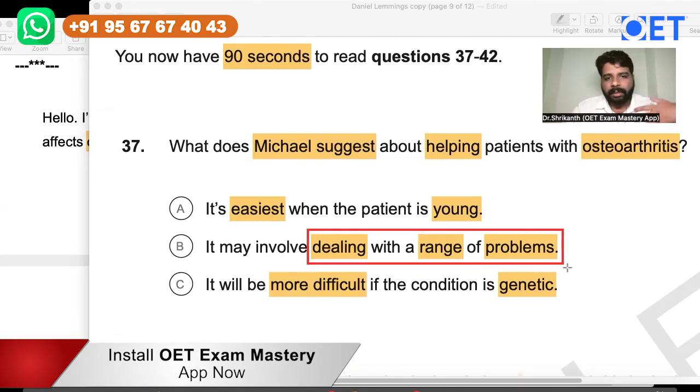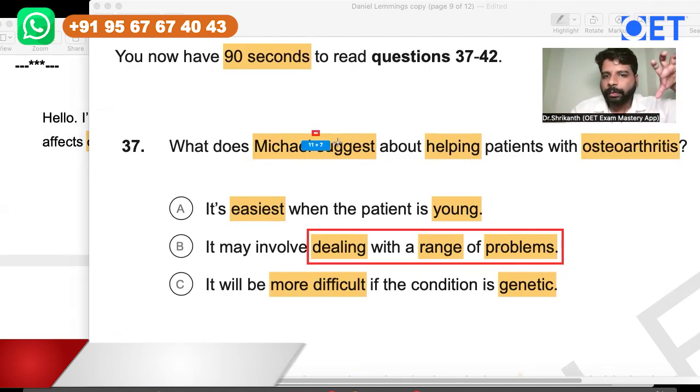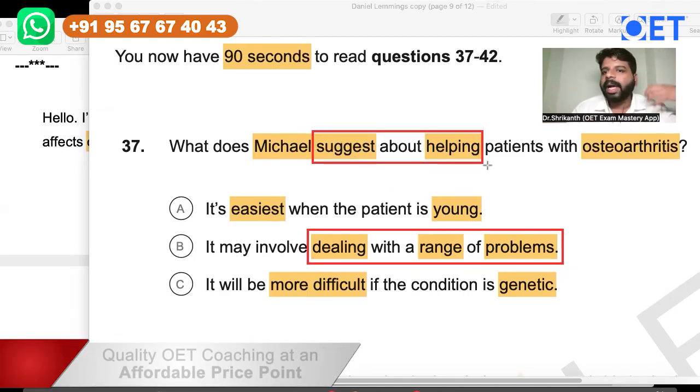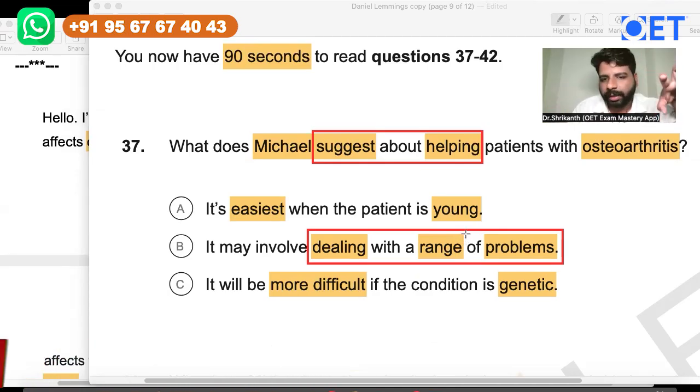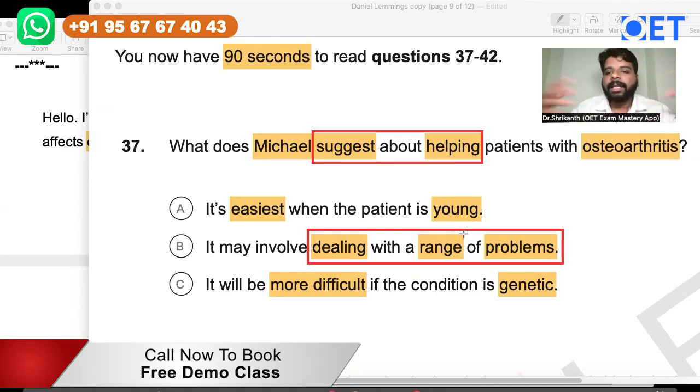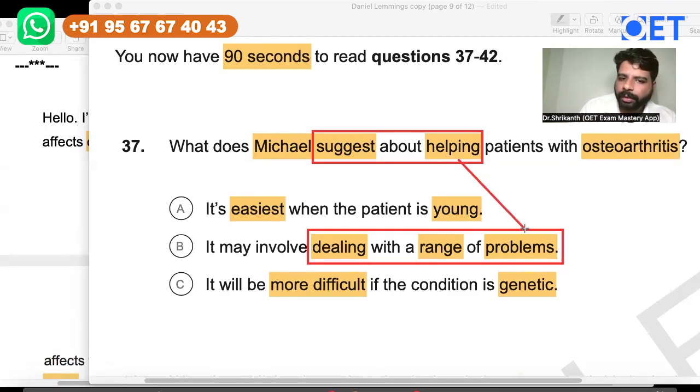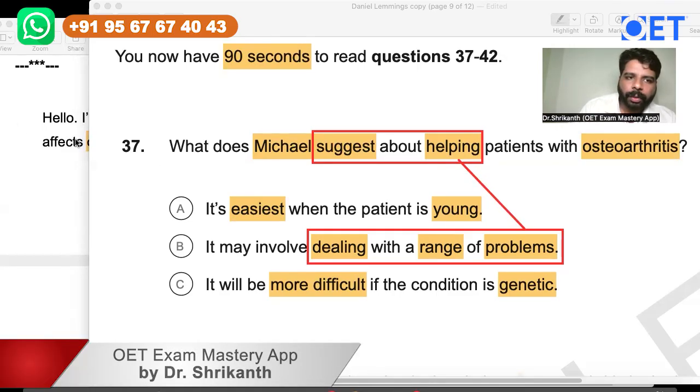But if you are a rheumatologist and you want to help a patient, then you have to deal with injury, you have to deal with obesity, you have to deal with their occupation, you have to deal with their genetics, and you also have to deal with their mechanical load factors. That means you have to deal with a range of problems. That is the only way you can help people with osteoarthritis. So that is the suggestion that is being mentioned over here. So the right answer option is going to be answer option B.